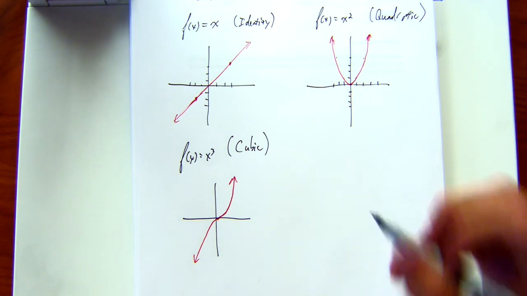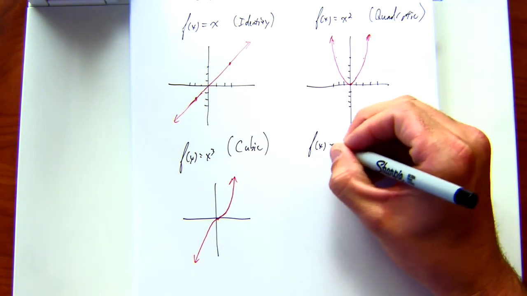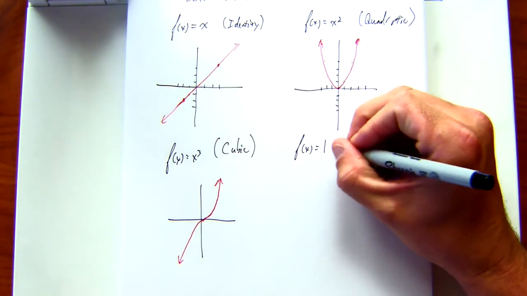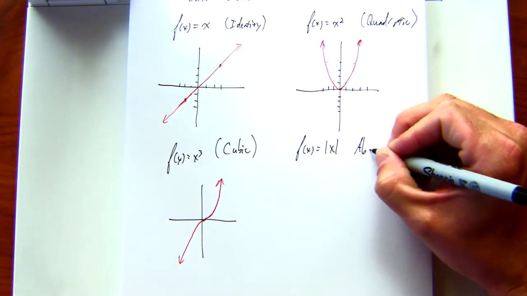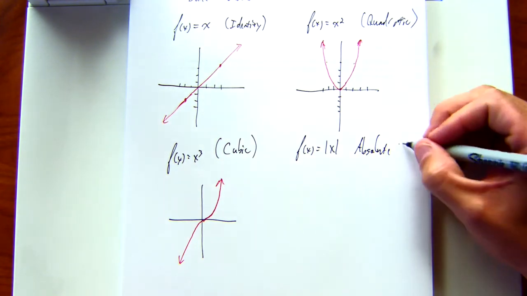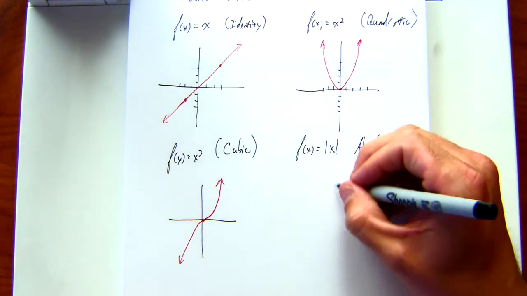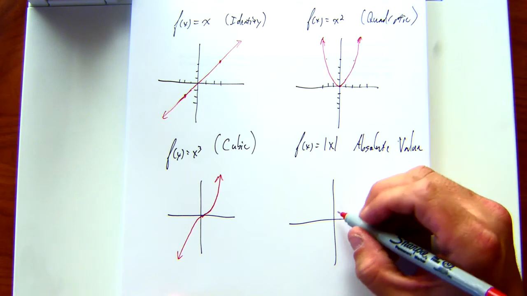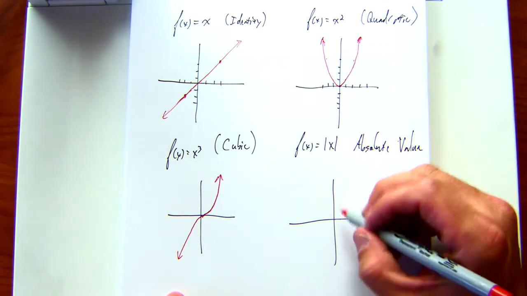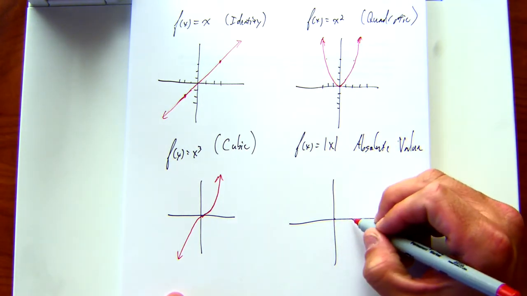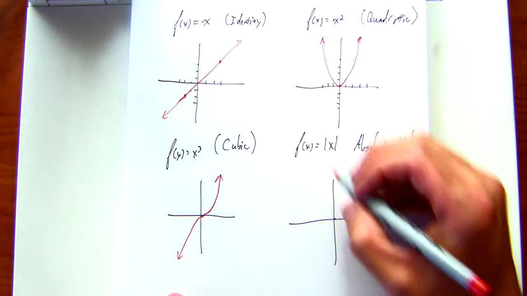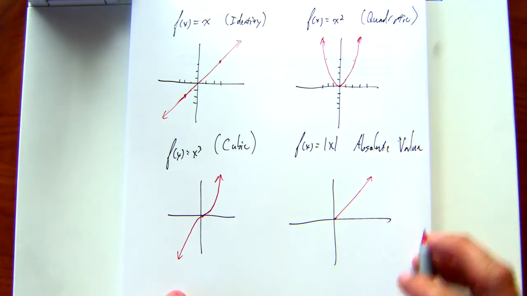One more that you're going to run into in this class, and there are probably several more, but one of the more basic ones is the absolute value function. Now if you make a table, you'll see that whenever x is positive, y is also going to be positive of the same number. So if x is 2, y is also going to be 2. So on the right-hand side, it looks a lot like the identity. It goes up like this.